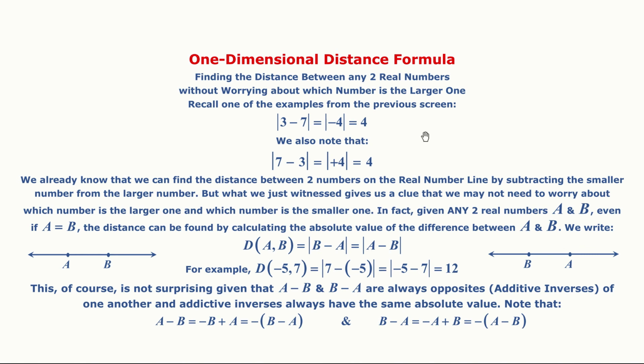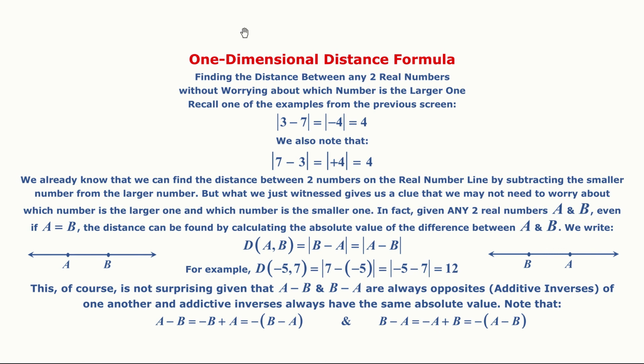Do notice that this, of course, works if one or both of the numbers happen to be negative as well. Like the distance between -5 and 7, we can either do 7 minus -5, or we can do -5 minus 7, and in both cases we'll end up with 12. And that's how you find the distance between 2 numbers on the number line, without, of course, worrying about which one is larger and which one is smaller.